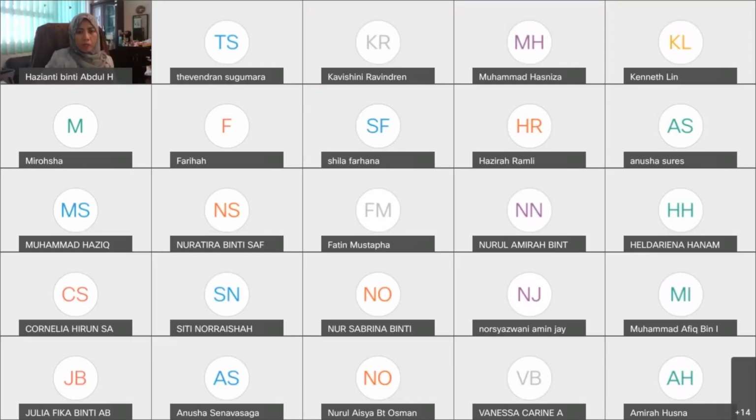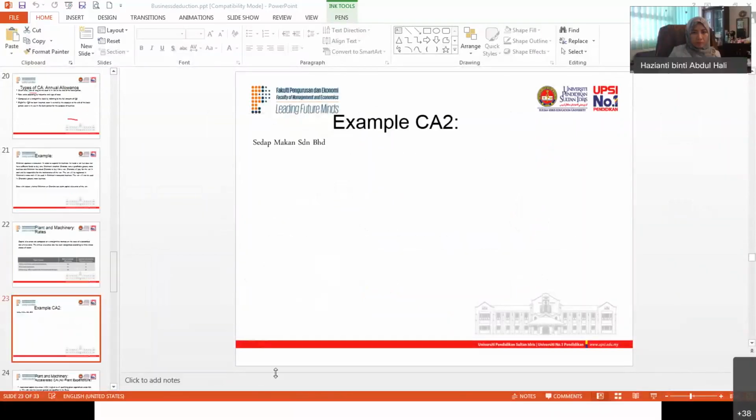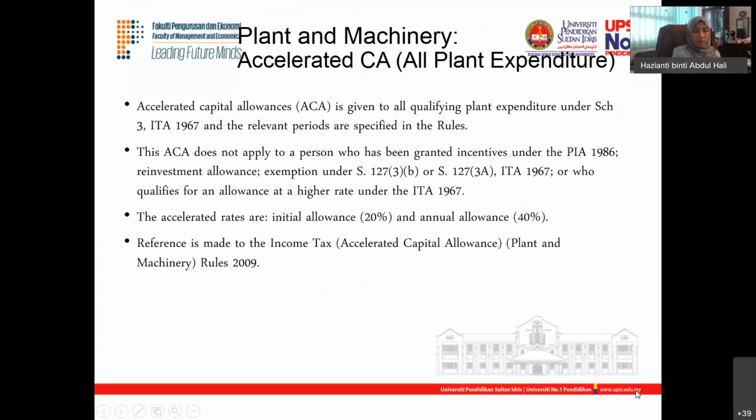Alright, next one. So simple je kan, I show you the simple example je untuk yang ni. So I will upload the example later dekat my guru, lupa lah tadi.